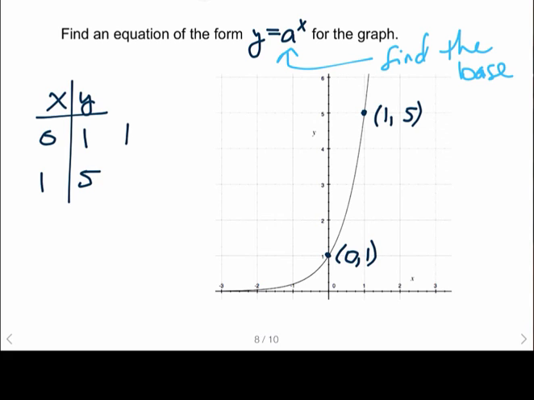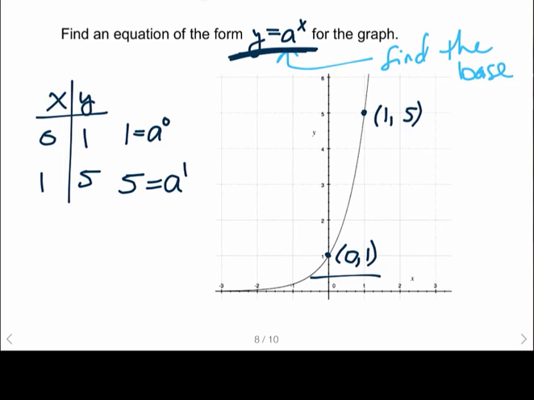(0, 1) means that y is 1 when x is 0. So 1 is equal to a to the 0. That actually gives me not a lot of information, because I was already told the equation is of the form y equals a to the x, which means that there's no scaling factor, there's no horizontal or vertical translation. But the (0, 1) confirms that for me. The (1, 5) means that 5 is what happens when I put an exponent of 1 on the base a.